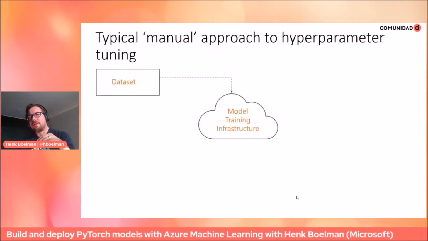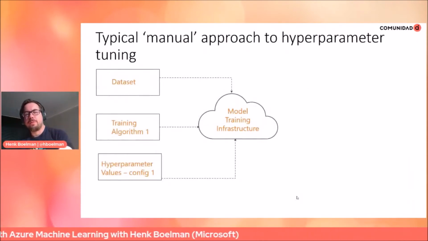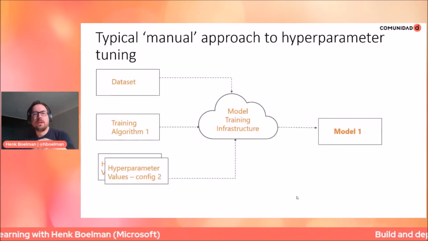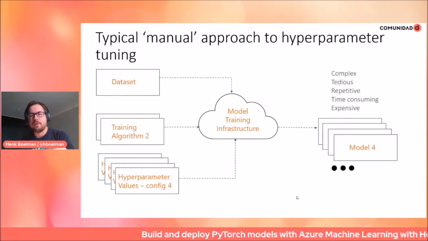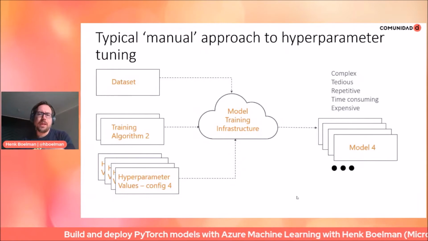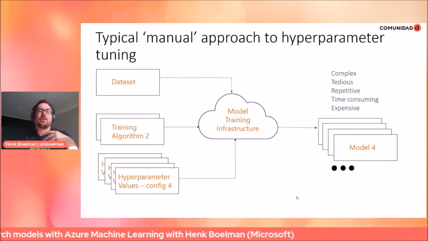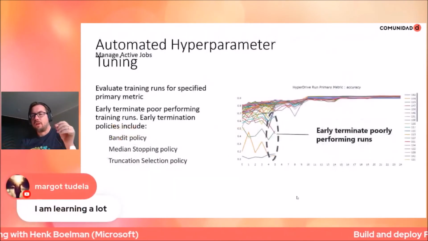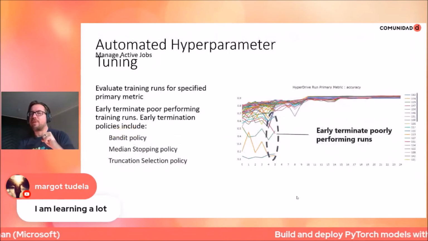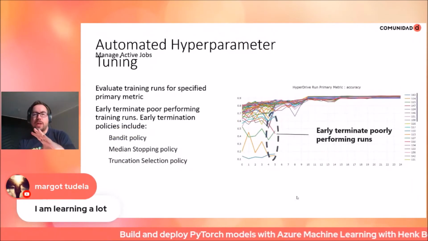So the typical manual approach would be you have your data set, you have your algorithm, you have your parameters that delivers model 1. Then you do your second parameter set, deriving model 2, 3, and so on. So this is really complex, tedious, repetitive, time-consuming, and it is expensive because you're constantly keeping track of all these parameters. So luckily, there is a better way of doing that with automated hyperparameter tuning.